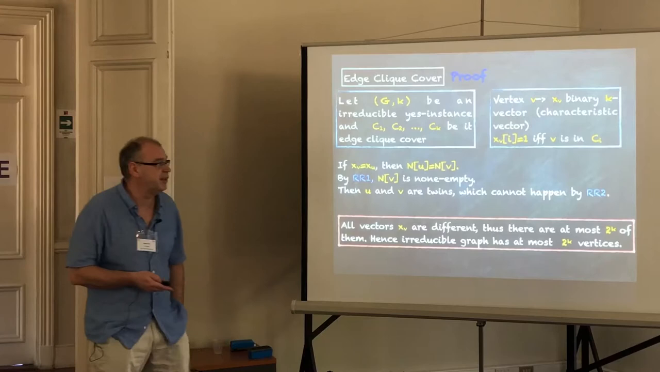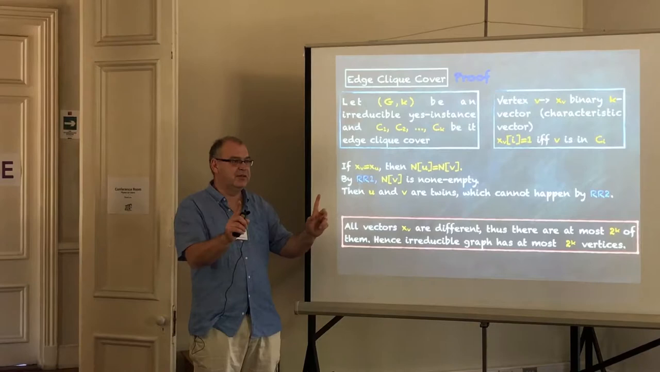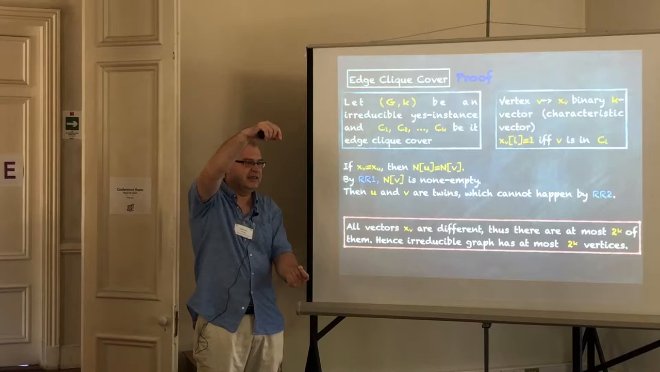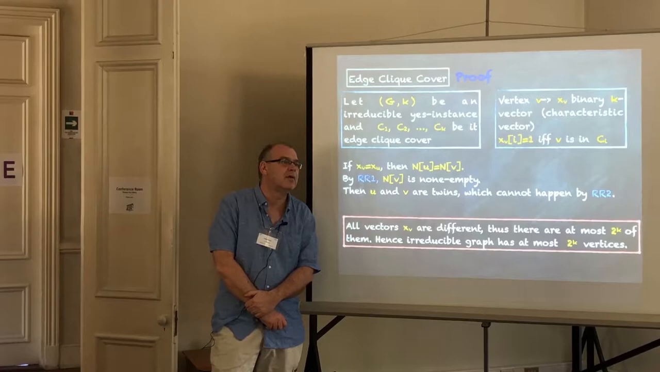Can you repeat that? This one? Okay, so we showed that all vectors are different. So I have vectors of dimension k, and these are binary vectors. So how many different binary vectors of dimension k can there be? 2 to the k, right? Yep. Sorry? This is only for the yes instance. Yes.